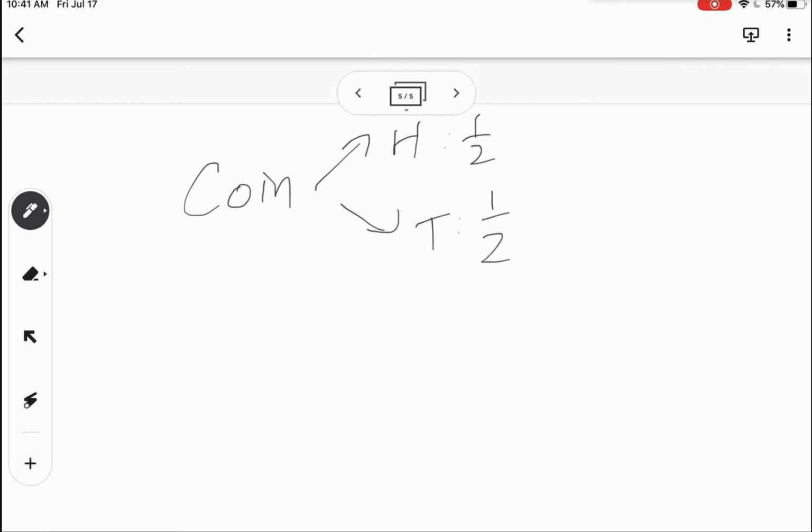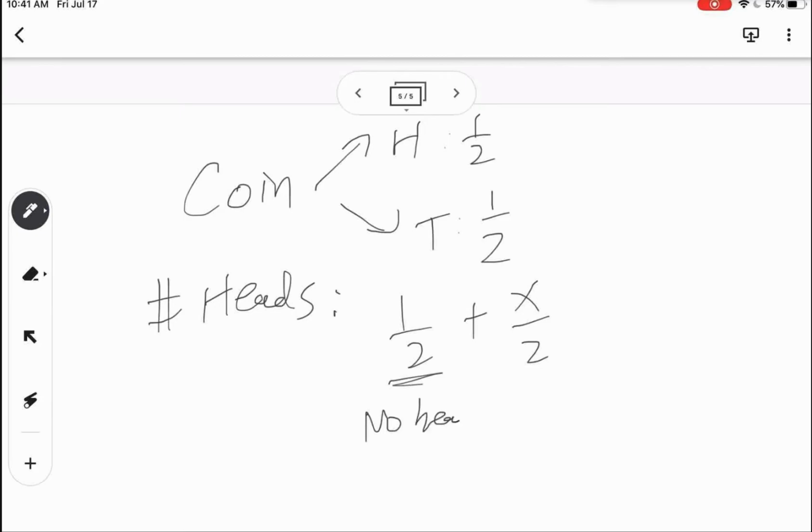So in generating function terms, if we only care about the number of heads, then the generating function for the coin would be 1/2 plus x over 2, because you have a 1/2 chance of getting no heads, tails, or 1 head. And if you remember from before, if we flip 2 coins and we add up the number of heads, that's the same as multiplying the generating functions.